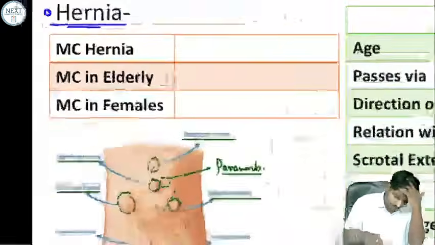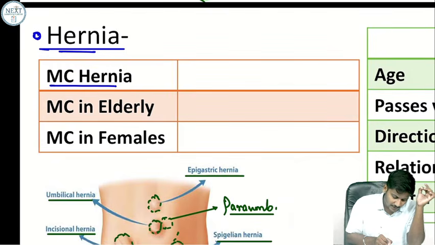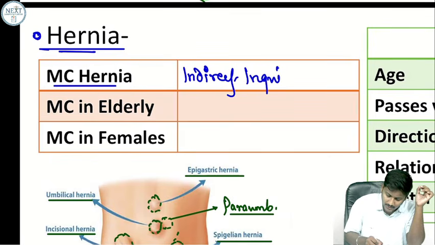If they ask you which is the most common type of hernia overall, we know that the most common type of hernia overall is the indirect inguinal hernia. That is what is important.